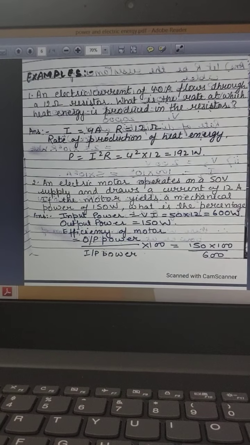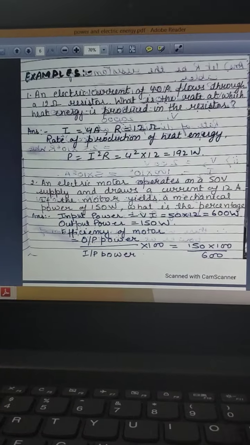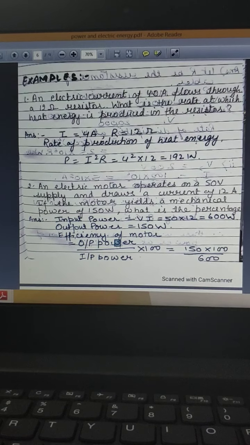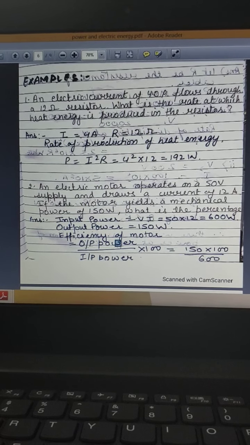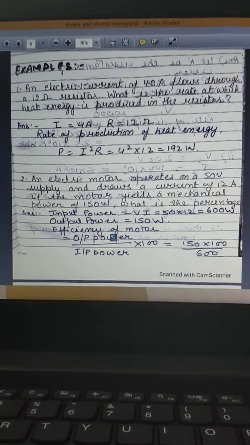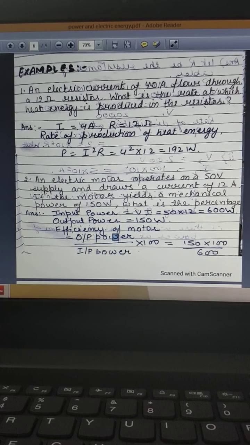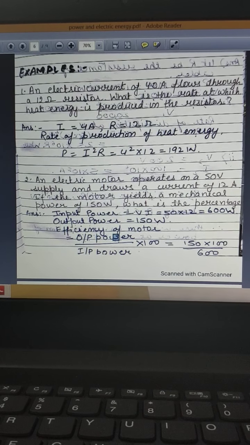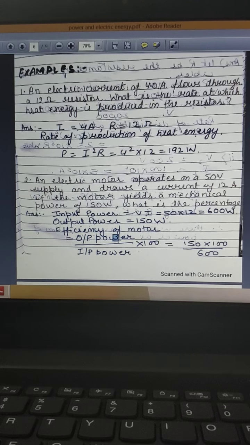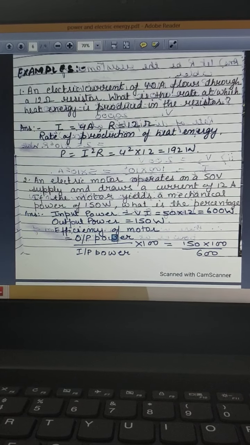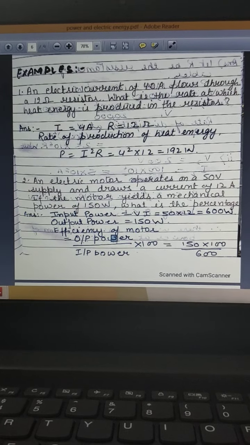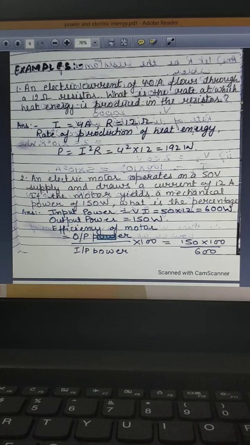So let's solve some numericals on the basis of formulae which we have done. The formulae which we have done is H is equal to I square RT, and it is equal to V square upon RT, and it is also equal to VIT. And P is equal to I square R. P is also equal to V square upon R, and P is also equal to VI. So let us use these formulae.